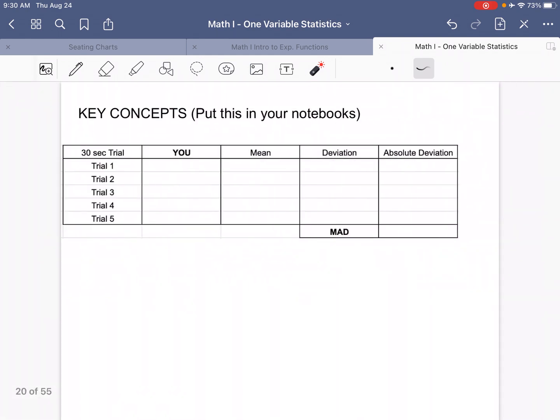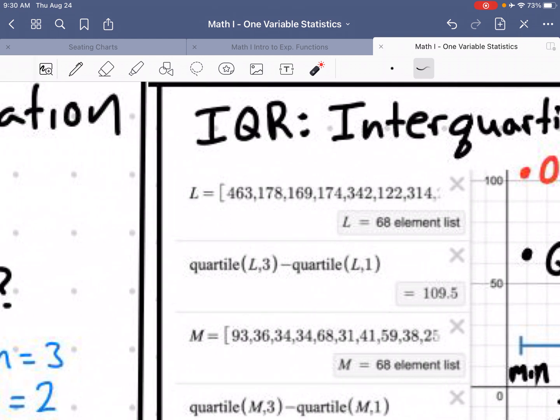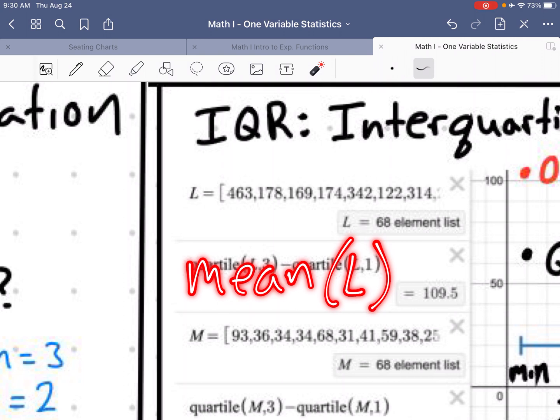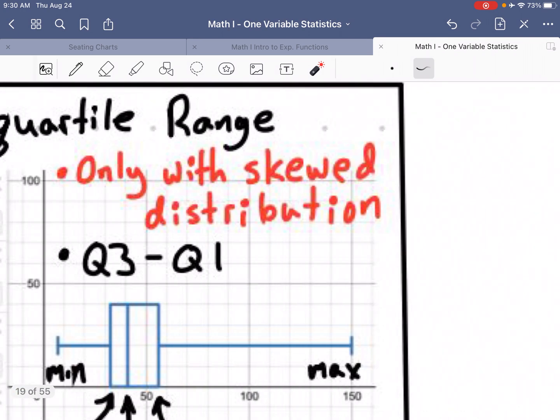Now, calculating the MAD, well, we can actually do that very easily on Desmos. Let's say I want to find the mean, first of all, of my list. I could just type mean with parentheses and then L. And then if I want to find the MAD, I just type MAD, L, and it'll give you the mean absolute deviation.